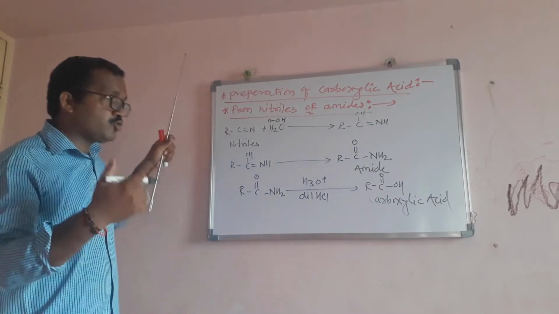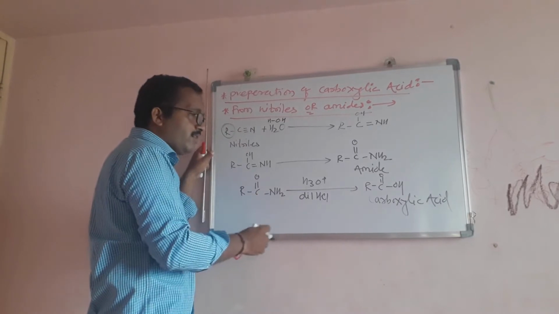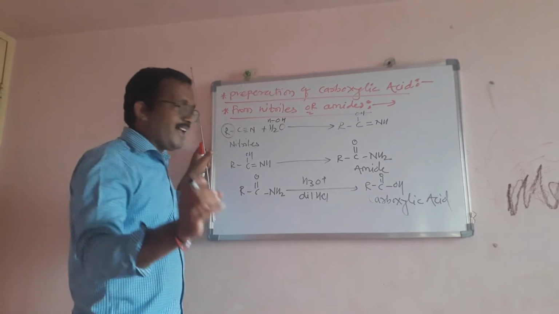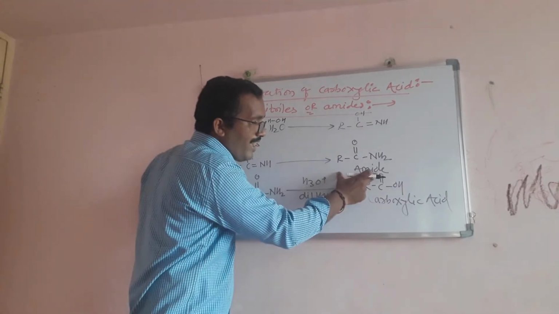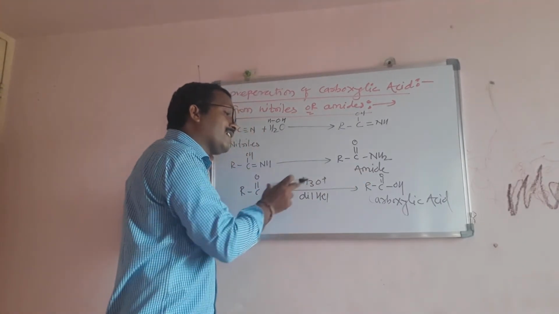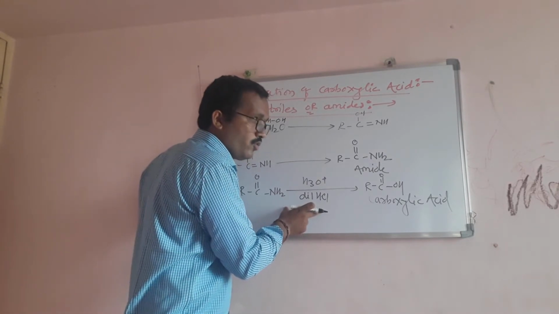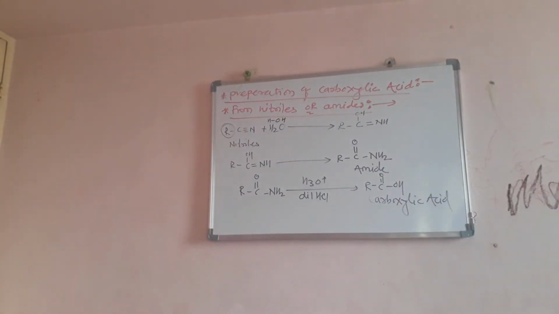When you solve any type of example, only change this R group and you get that number of carboxylic acids. Repeat this reaction: nitriles undergo hydrolysis to give amides. Amides undergo acid hydrolysis in the presence of dilute HCl or H2SO4 to give the corresponding carboxylic acids. This is the first method of preparation of carboxylic acid, from nitriles or amides.